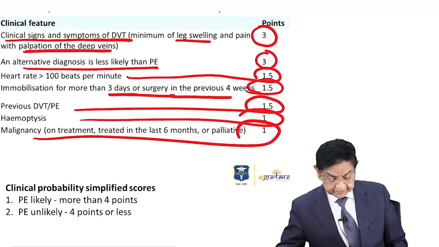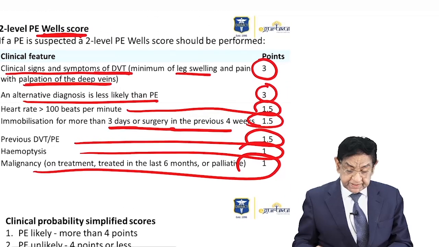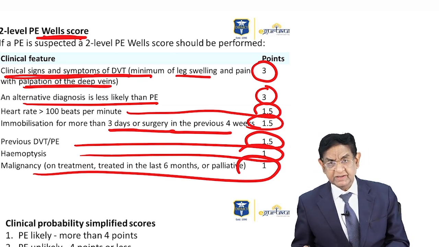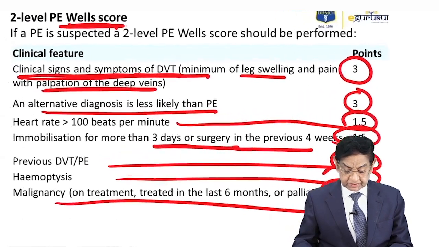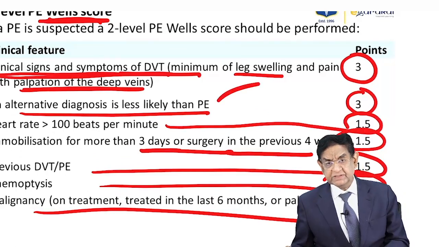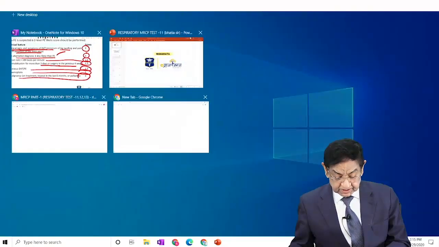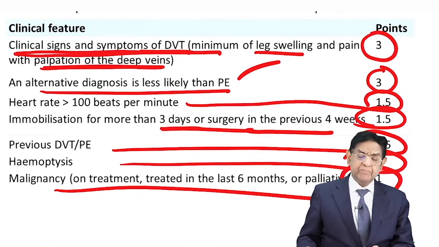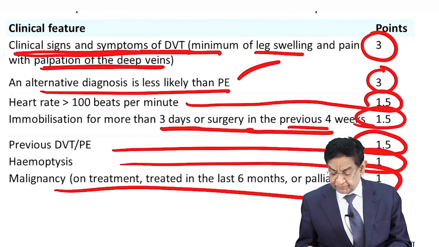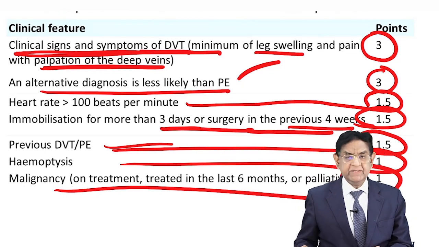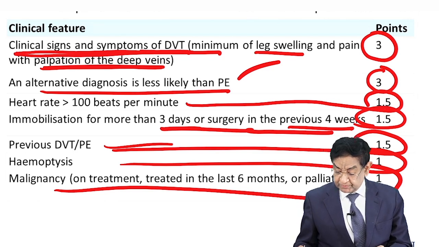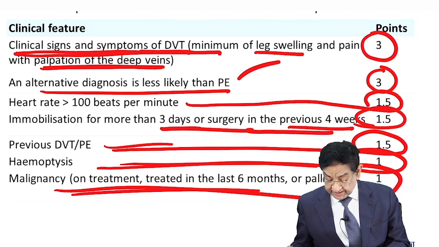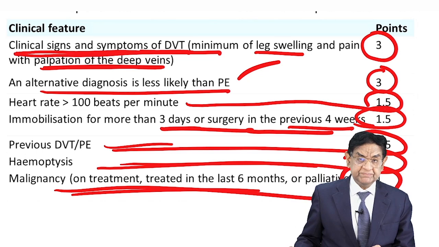So I repeat again. Patient having clinical features of deep vein thrombosis or not, 3 marks. Alternative diagnosis is not possible, 3 marks. Tachycardia more than 100 is 1.5. Immobilization for 3 days or surgery in the last 4 weeks, 1.5. Previous history of deep vein thrombosis or pulmonary embolism 1.5. Hemoptysis 1, and if malignancy is there, we get 1 mark. So numbering has been done.